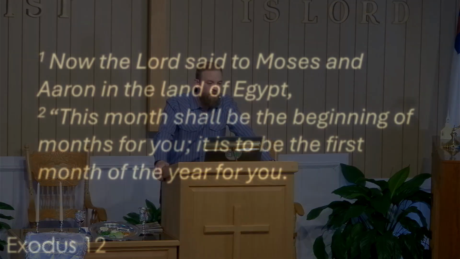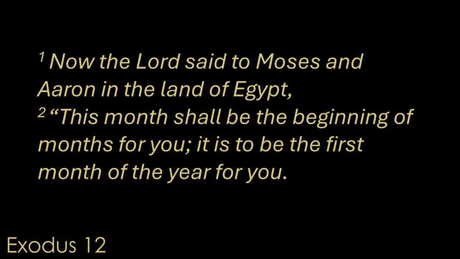In Exodus 12, verse 1, "Now the Lord said to Moses and Aaron in the land of Egypt, 'This month shall be the beginning of months for you. It is to be the first month of the year to you.'" So what God did here is he established a religious calendar. The Jews have 2 calendars. You've got the secular calendar, which we all use, the Gregorian calendar, established in 1582, if memory serves correct. The religious calendar is what we're seeing established here.